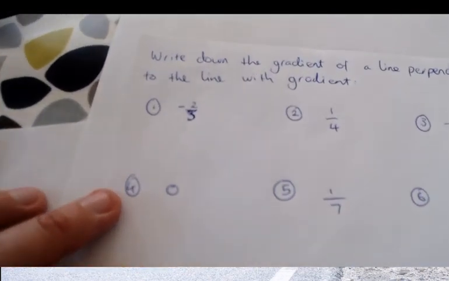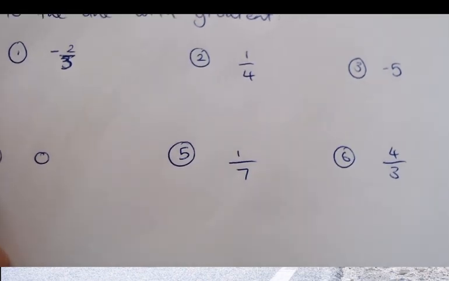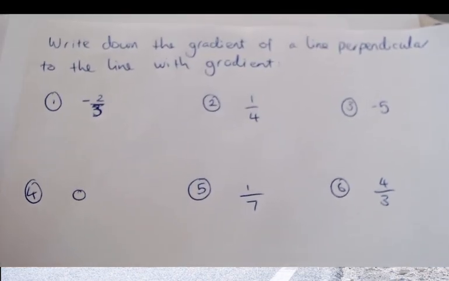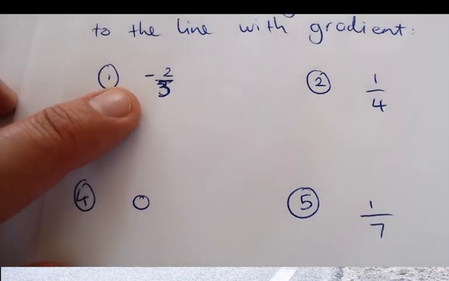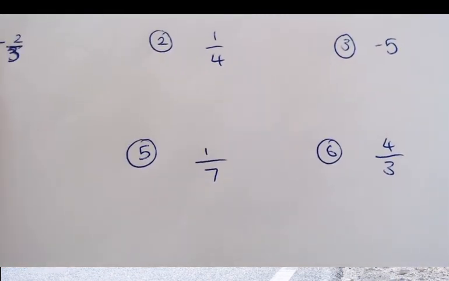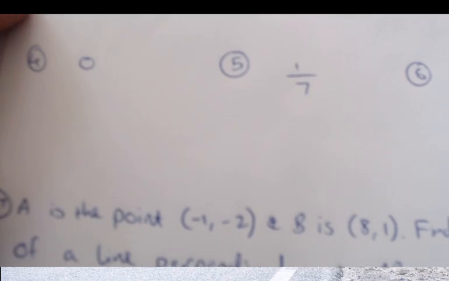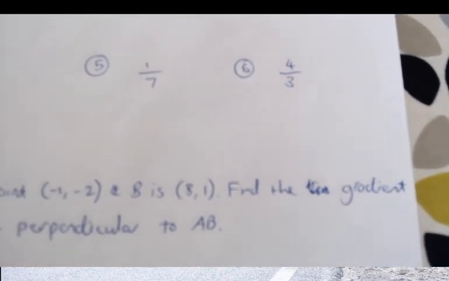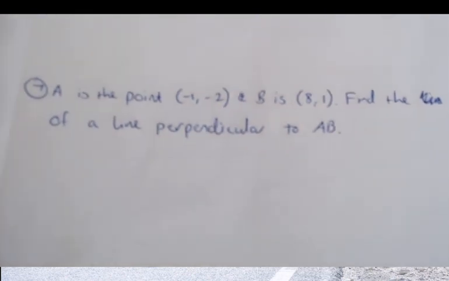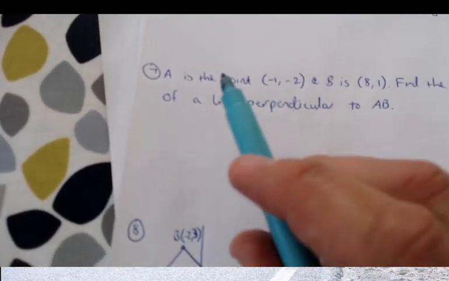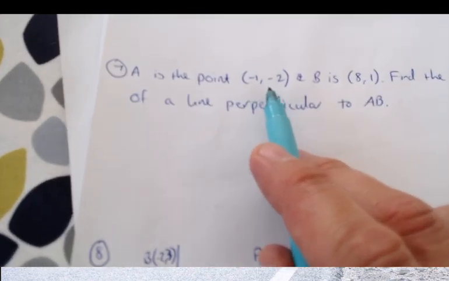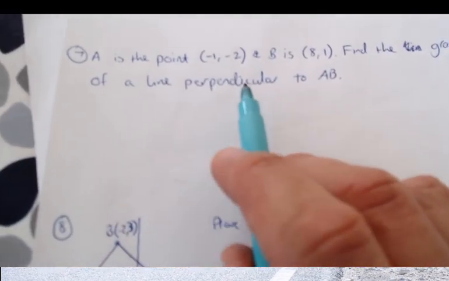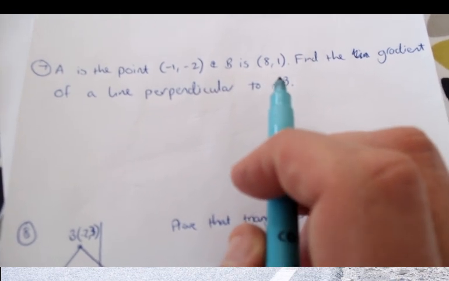So, first batch of questions. I want you to write down the gradient of a line perpendicular to the line with gradient minus 2 over 3, a quarter, minus 5, 0, 1/7, and 4/3. Then A is the point (-1, -2), B is (8, 1). Find the gradient of a line perpendicular to AB.